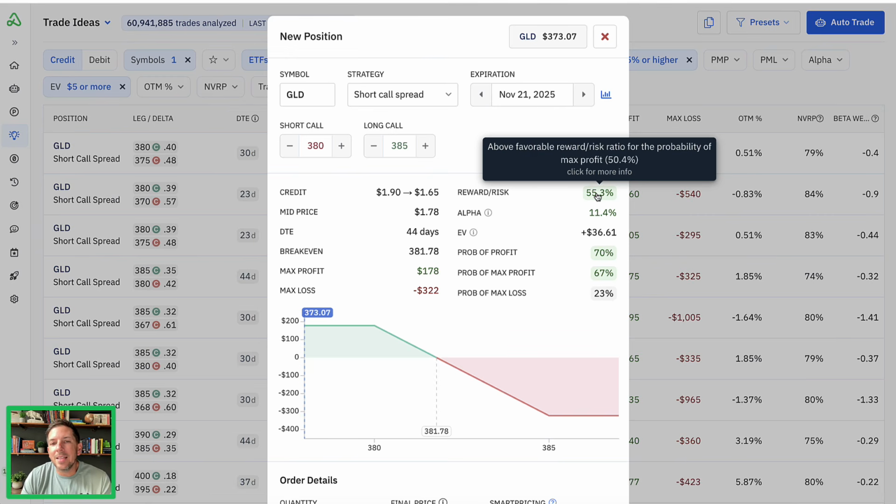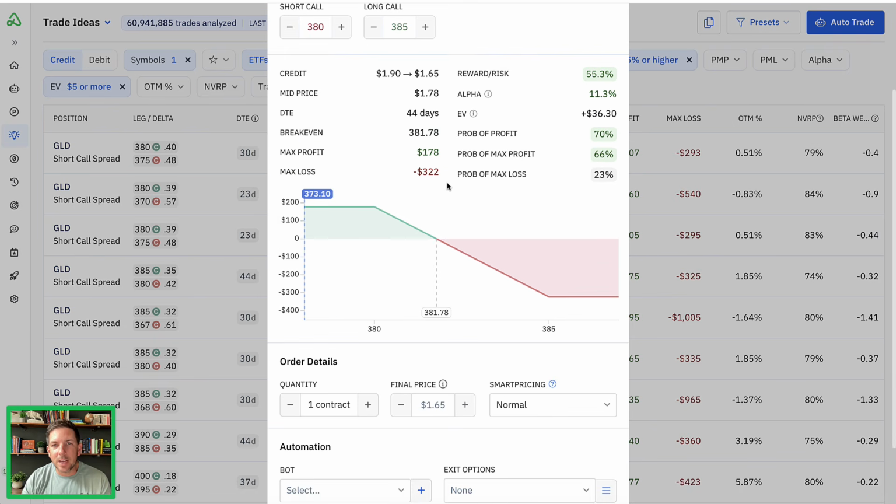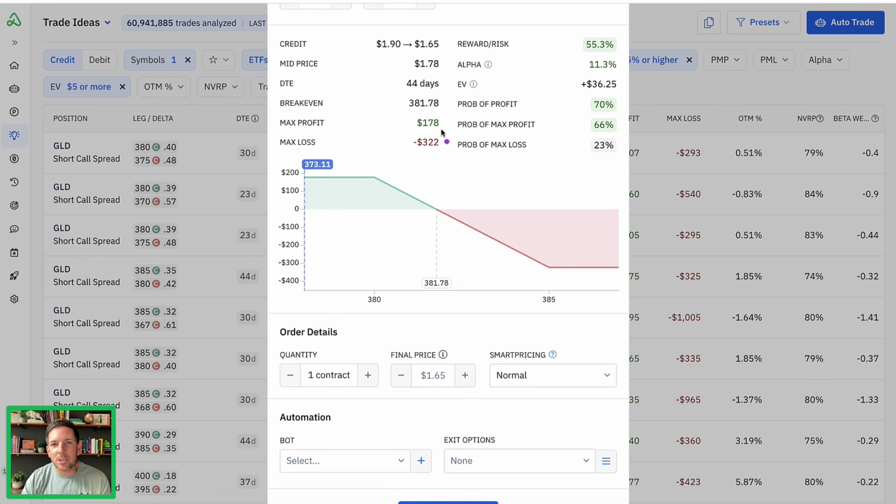We're getting paid a little bit more money to take the additional premium out another month. So in this case, it looks like if we win on this position, we win $178. If we lose the full amount on this position, it's $322. But I like this distribution here a little bit better than something a little bit more lopsided for premium.